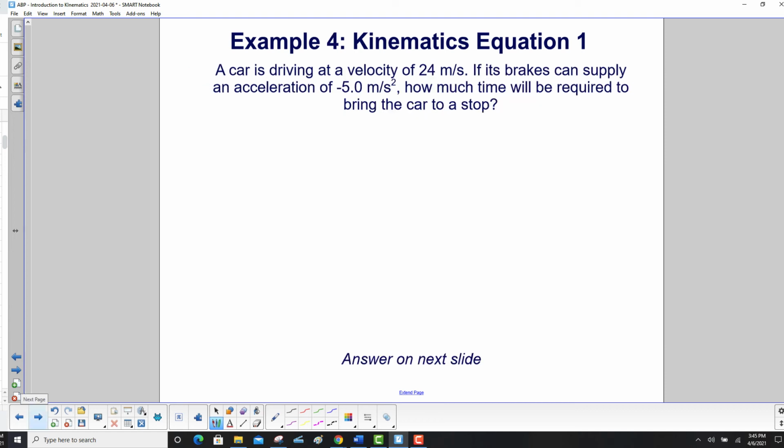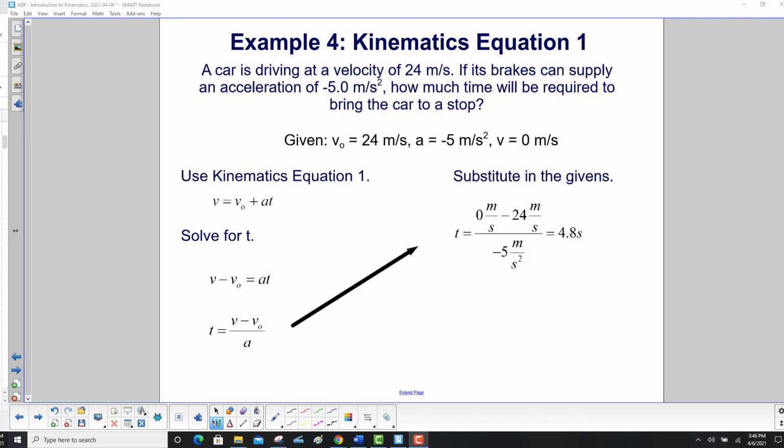Example 4. A car is driving at a velocity of 24 meters per second. If its brakes can supply an acceleration of -5 meters per second squared, how much time will be required to bring the car to a stop? Very important, the negative sign. So if you're moving in this direction and you have a negative acceleration, what's that going to do? That's going to slow you down, which is good because that's what we're asking. We want to bring you to a stop. We write the givens and be very careful to include that negative with the acceleration.